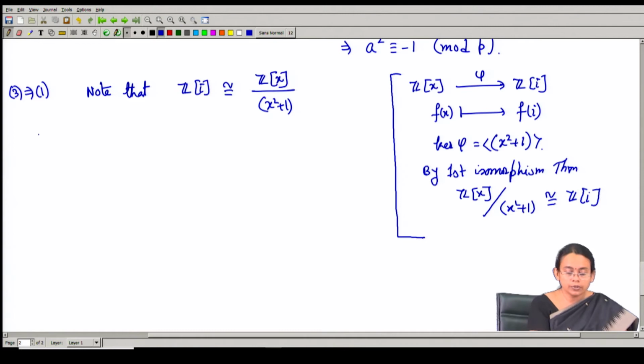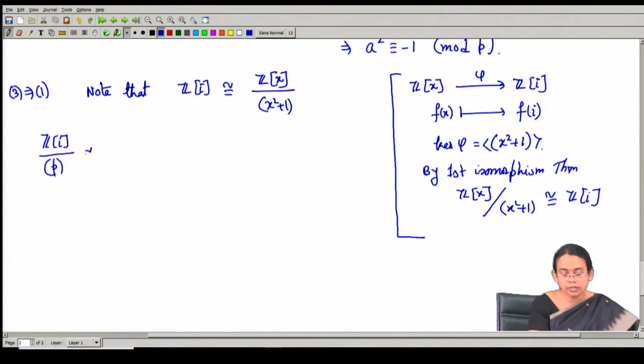Now, I would like to see that if x square plus 1, I mean x square minus 1 as said, has a solution, in that case p is reducible. That is what we would like to show. So, let us see what Z[i] quotient p is.